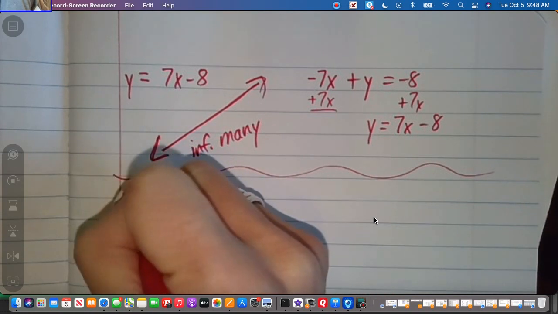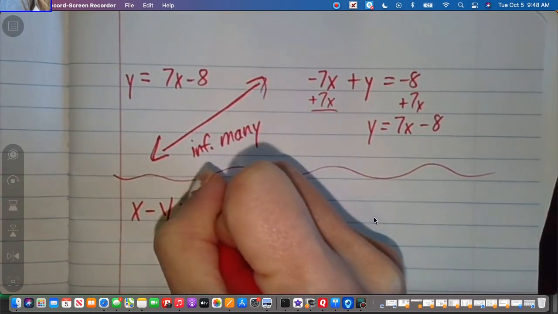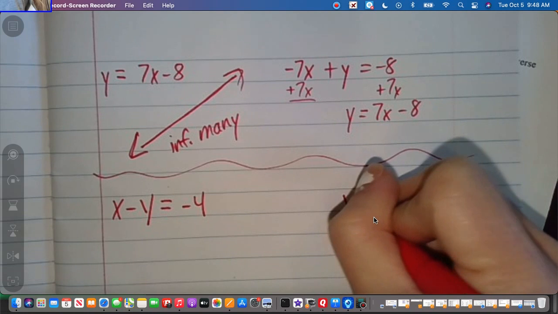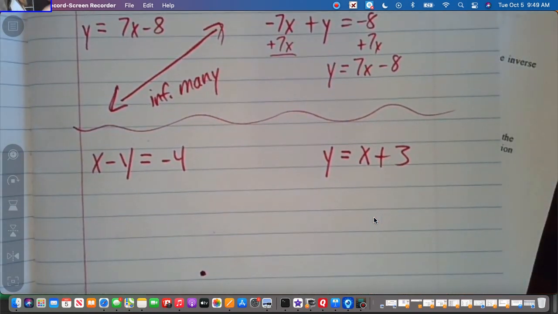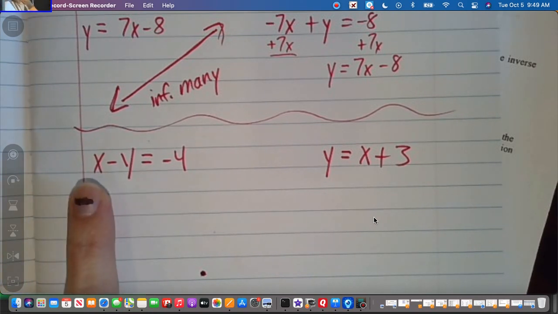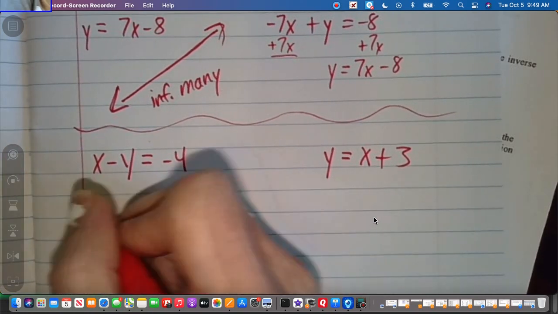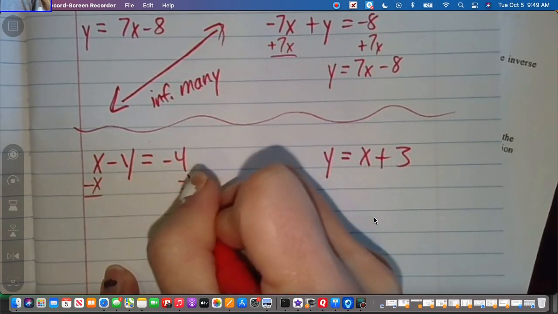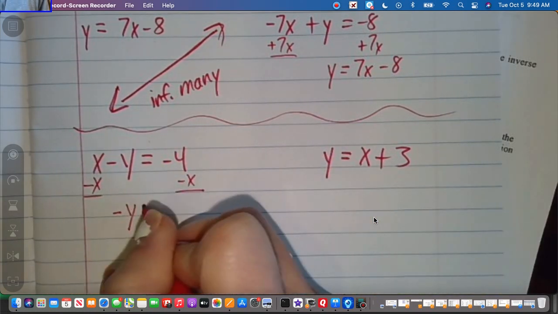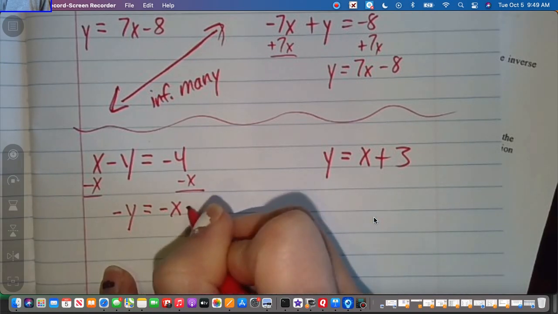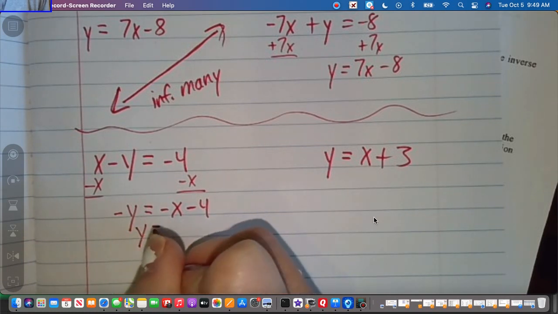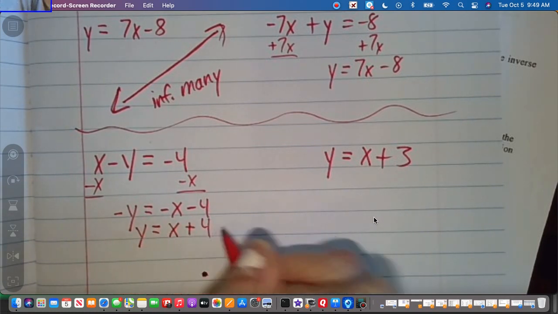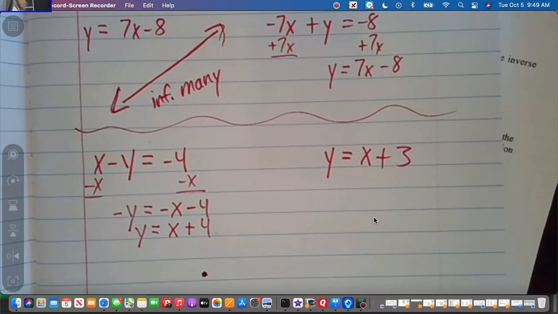Okay, so if I have x minus y equals negative 4, and then this one's already got a y, y equals x plus 3. So if I solve for y, I'm going to have to move the x over here, right? Subtract it. So here's my problem, though. I have negative y equals negative x minus 4. So you're going to get y equals x plus 4. So change everything, and we have y equals x plus 4. Are those the exact same equations?